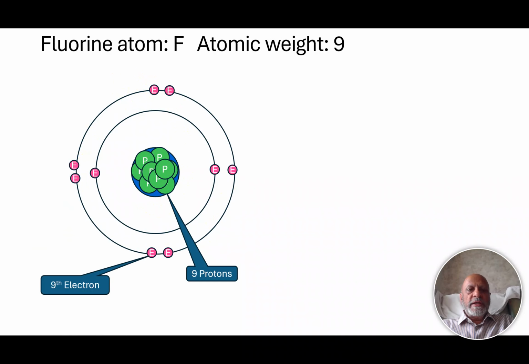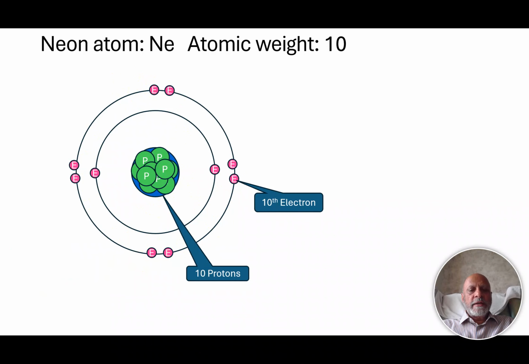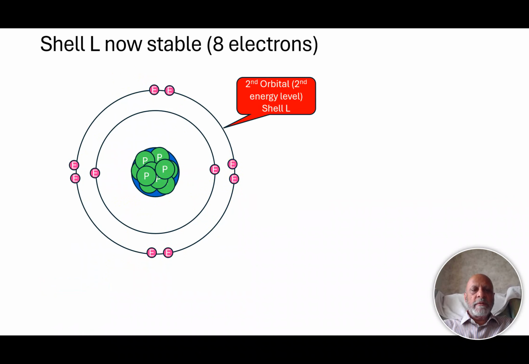Now you get to fluorine, whose atomic weight is 9. So we have 9 protons, and the 9th electron attaches in the second shell. And you come to neon, which has 10 protons in the nucleus, and the 10th electron attaches to the electron. So now this is stable because it has got 8 electrons. So there is no more vacancy in this second orbit.